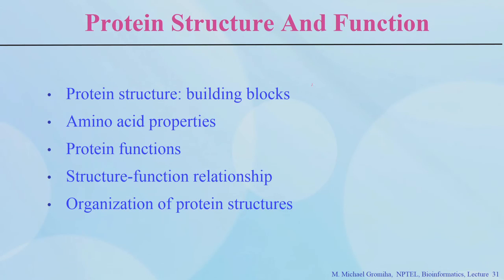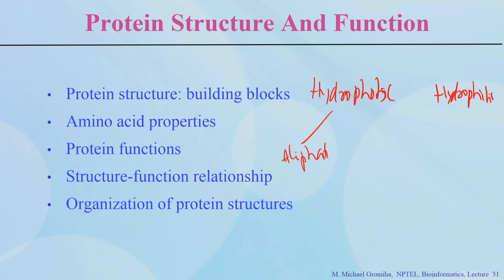Hydrophilic and hydrophobic, right. What are the subclasses? We take the hydrophobic: aliphatic, aromatic, and sulfur containing amino acids, right. What are the sulfur containing amino acids? Methionine and cysteine. We discussed cysteine, right.